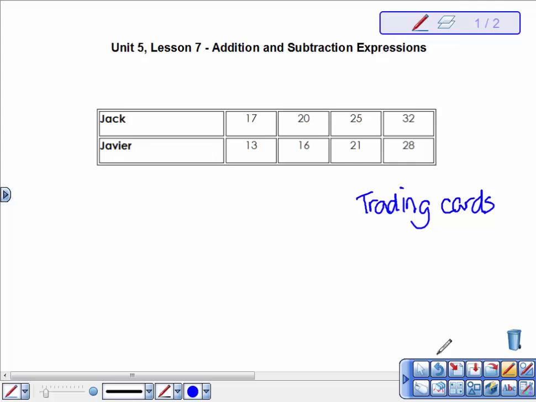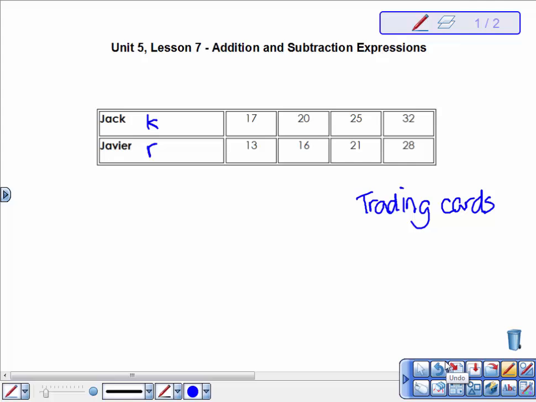Now, what I want to figure out is the rule between the amount of trading cards that Jack has and the amount of trading cards that Javier has. We'll call Jack K, since that's the last letter in his name, and we'll call Javier R, since that's the last letter in his name. Now I want to figure out, if Jack has this number of trading cards, how many then does Javier have? There's going to be a pattern between each set of information.